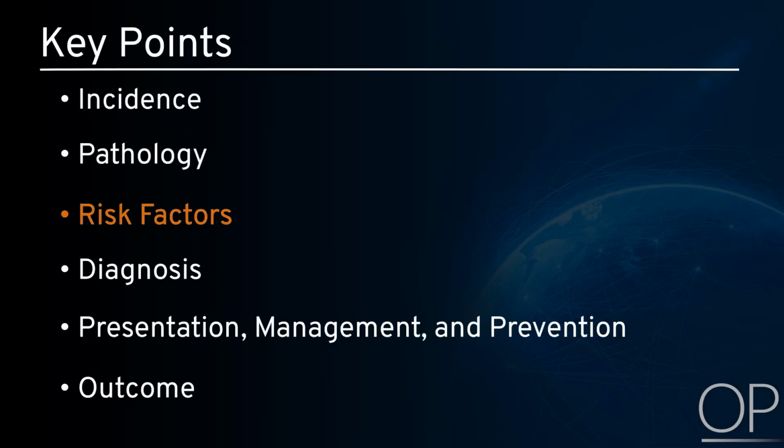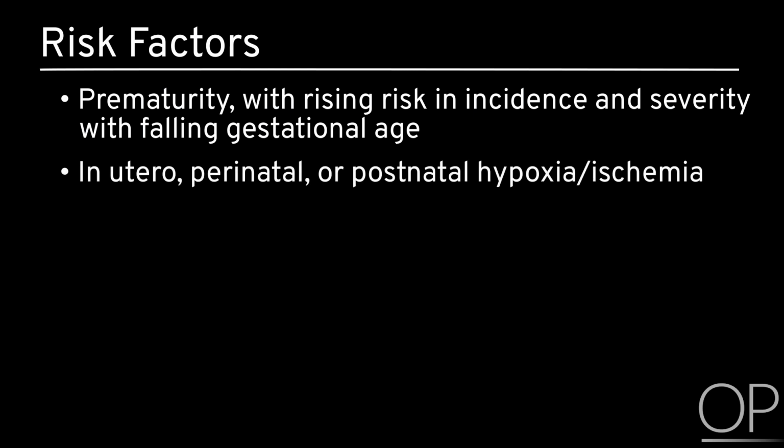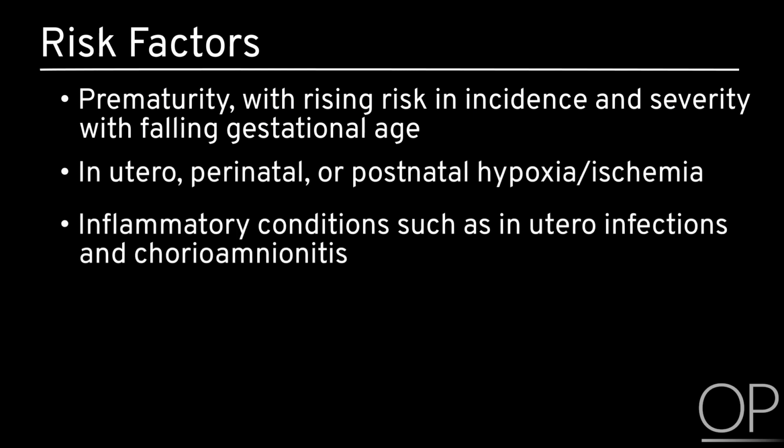Risk factors. The biggest risk factor for PVL is prematurity, with rising risk in incidence and severity with falling gestational age. Additional risk factors include in utero, perinatal, or postnatal hypoxia ischemia, and inflammatory conditions such as in utero infections and chorioamnionitis.